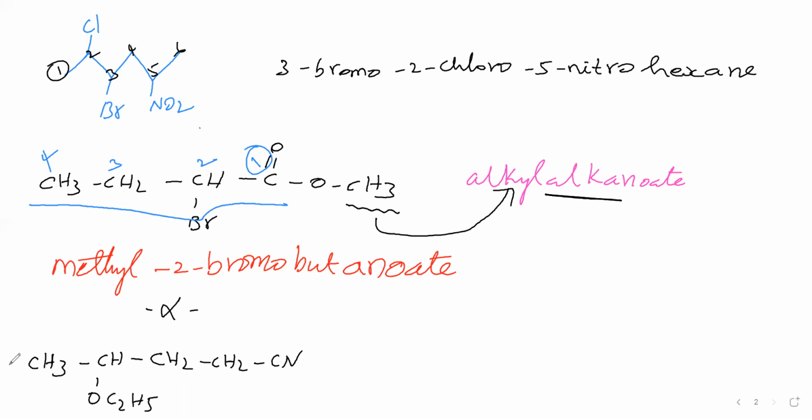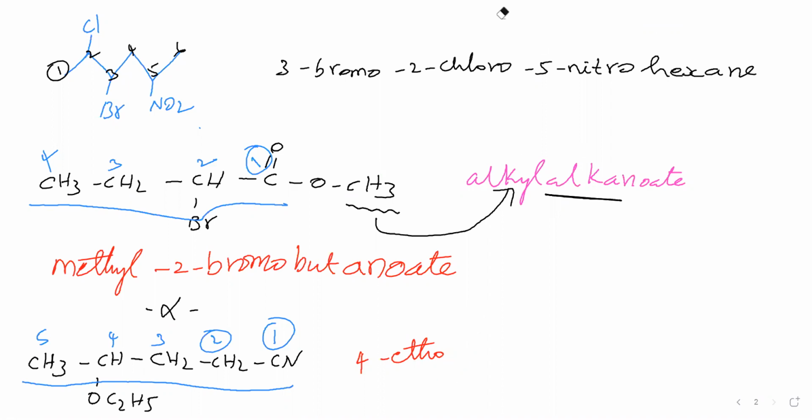Now we will select the parent chain. The parent chain is this one. While giving numbering, the main functional group carbon should get the least position. Therefore, start numbering 1 at the cyanide carbon, then 2, 3, 4, 5. It is ether, which we have to say as alkoxy. Here 2 carbons are there, therefore it is ethoxy. The position of the ethoxy group is 4, therefore we say 4-ethoxy.